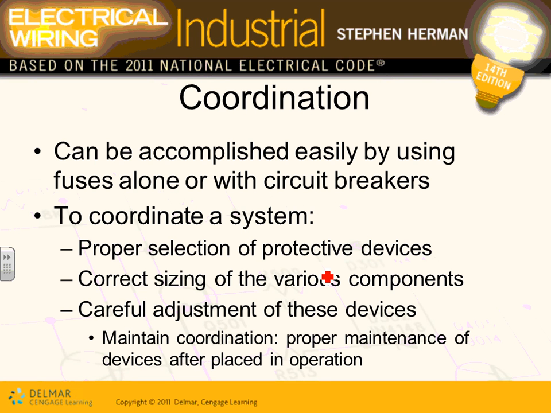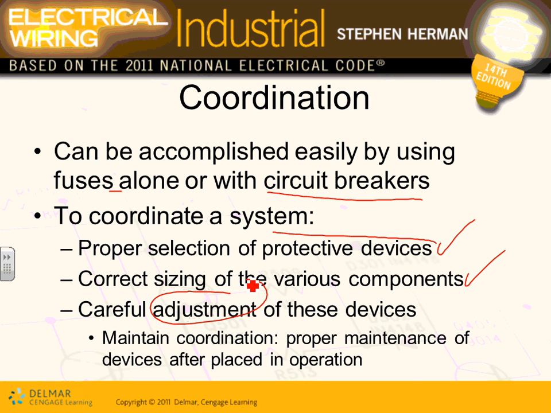How do you achieve the coordination? It can be accomplished easily by using fuses alone, or by using fuses with circuit breakers. Here are a few things you have to take into consideration. Proper selection of the protective device, the correct size of various components, like the withstand rating of the components, and adjustment of the overcurrent protection devices. So that's how you can get a fully coordinated system, and you have to run the full coordination of these circuit breakers and adjust their tripping mechanism.